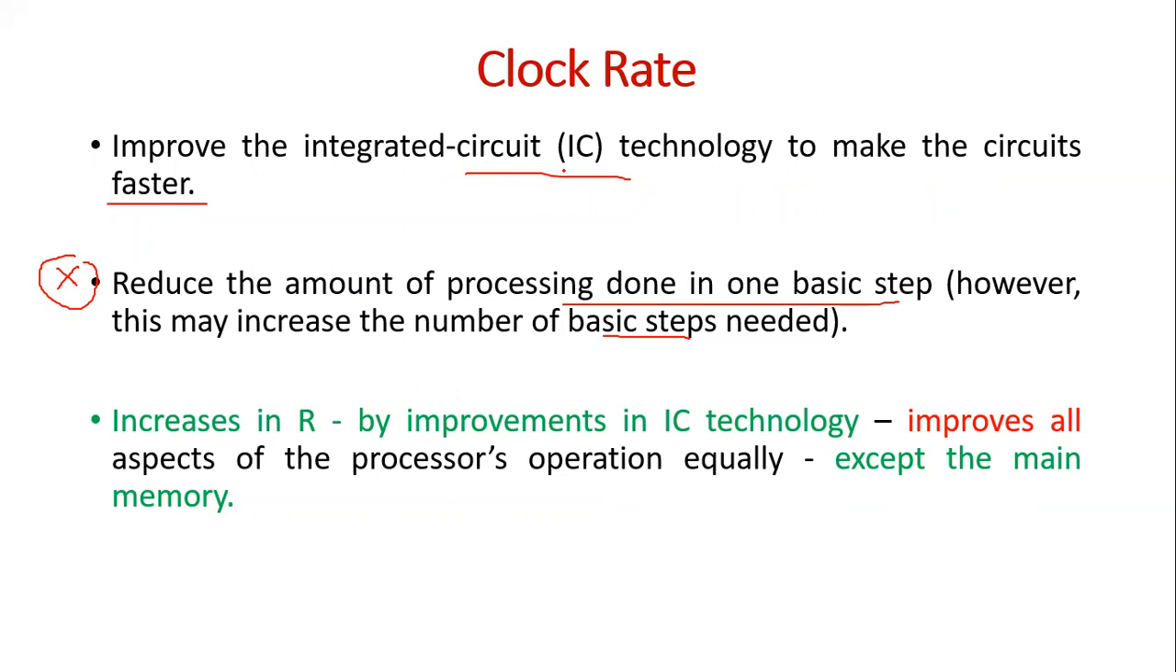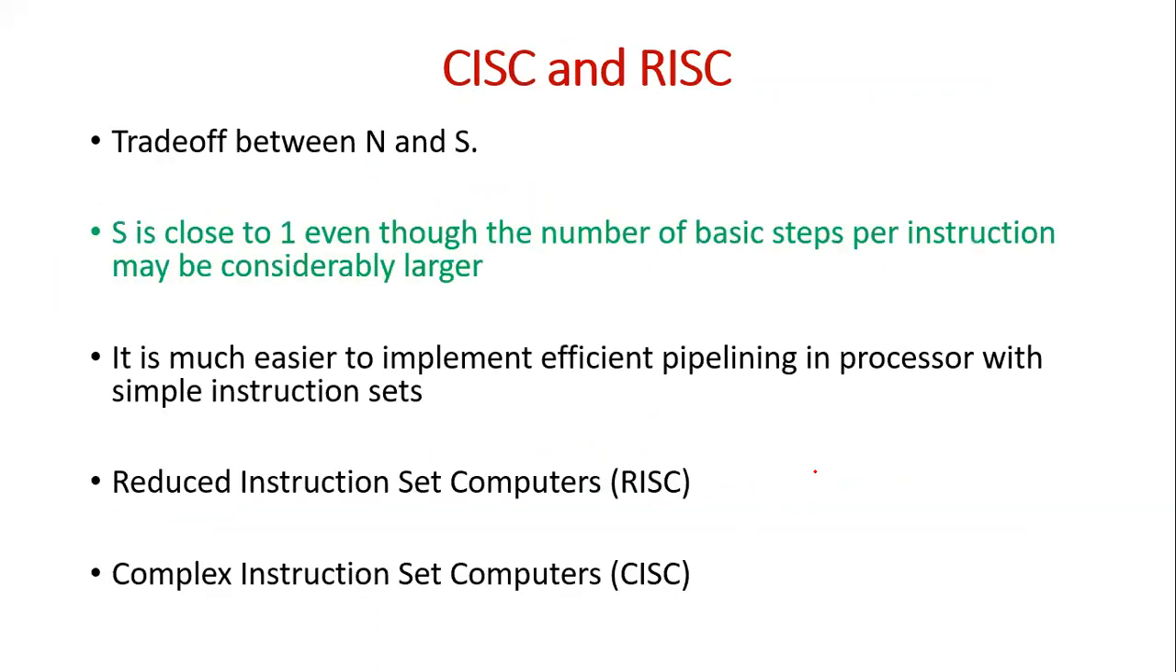So when you improve the IC technology, it means that one basic step can be done in less time. That is what we mean. Previously, if one basic step could be done in 2 nanoseconds, and if you improve the IC circuit in such a way that one basic step can be done in 1 nanosecond, then the clock rate is improved. Okay. So by increasing R, the entire processor's operation also will equally improve, except the main memory. Okay, because compared to the processor, main memory is a slower device. Then the speed compensation should be done by using cache. This is how we can increase the clock rate.